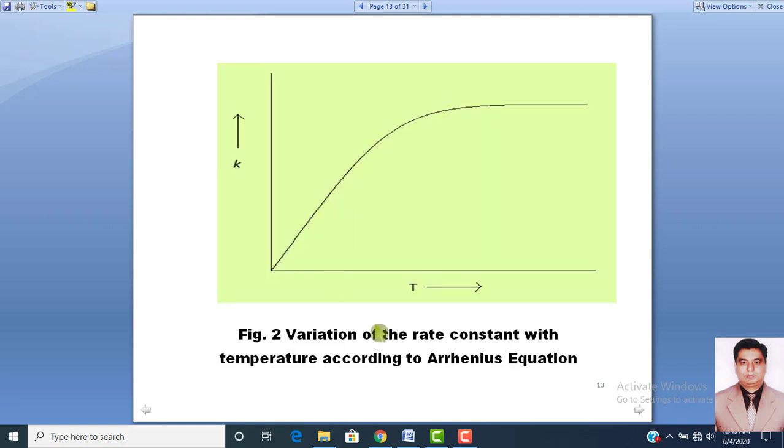In figure number 2, we have made a graph between temperature along the x-axis and rate constant K along the y-axis, showing the variation of rate constant with temperature according to the Arrhenius equation. If the temperature increases, the rate constant will increase. But a point will come when this line becomes parallel to the x-axis, which means at a very high temperature, the rate constant will not increase.